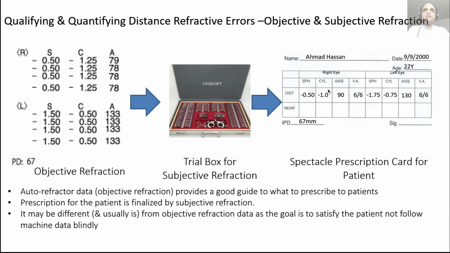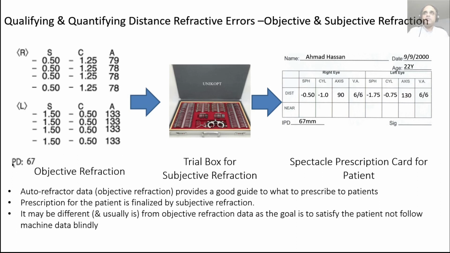So the cylinder in the right eye is reduced slightly. The sphere and the cylinder are increased slightly in the left eye, and the axis is also adjusted a little bit in the right eye, because this is what the patient preferred. And it is the patient preference that matters the most, because he's sitting there telling you, yeah, this I can read better with. The machine is a good guide, but this subjective refraction must be done so that you are sure that whatever you're prescribing, the patient is satisfied with it.